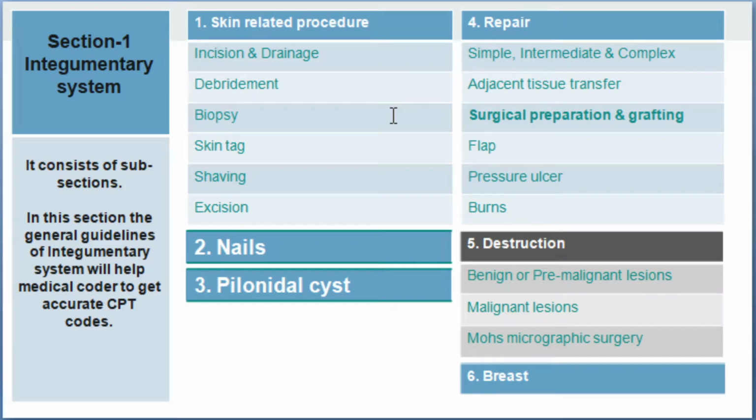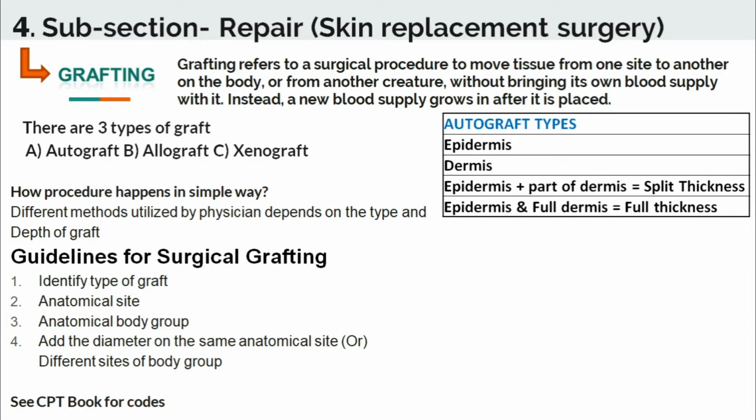So let's start. As I explained in the previous video on surgical preparation, grafting means removing healthy tissue from one area of the body and moving it to another area of the body. The tissue which is moved or transplanted to another area of the body is known as a graft. There are three types of graft: autograft, allograft, and xenograft.